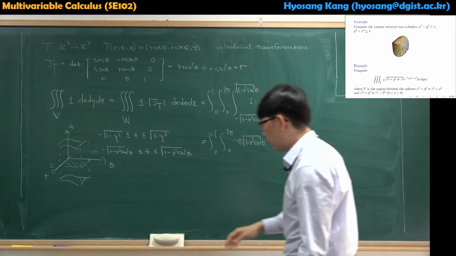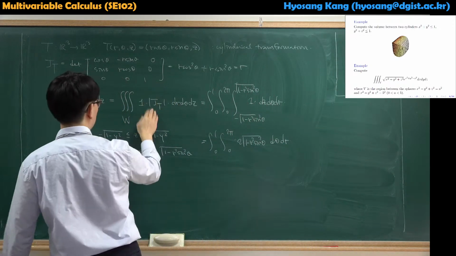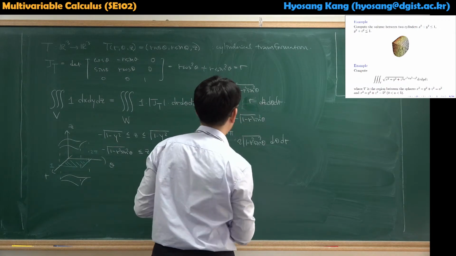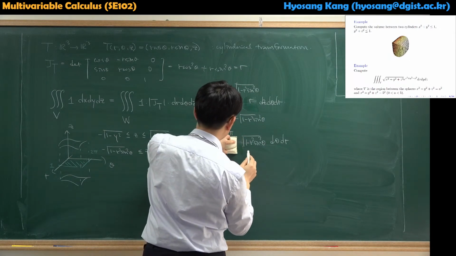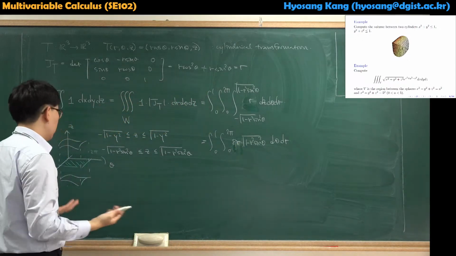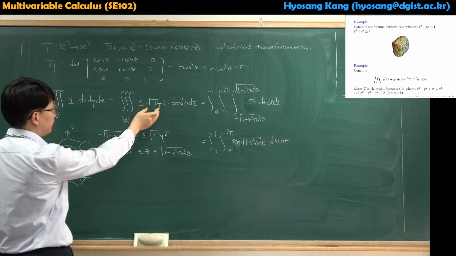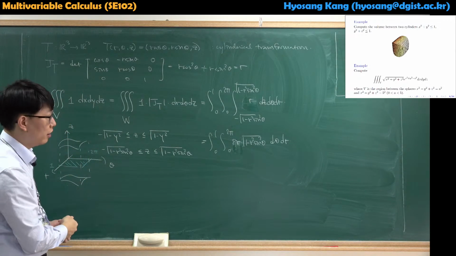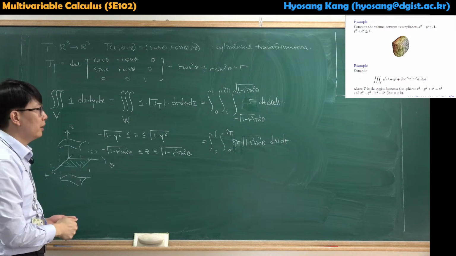Oh, sorry, I forgot r here. So I have to multiply the Jacobian, so we need r. Okay, so we have 2r. So again, I have to multiply the absolute value of r, but we always have a positive r, so I don't worry about the absolute value sign.